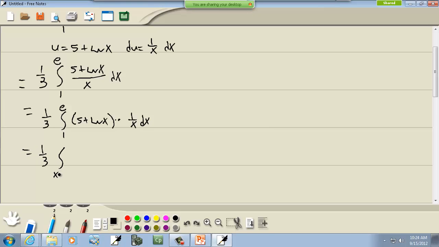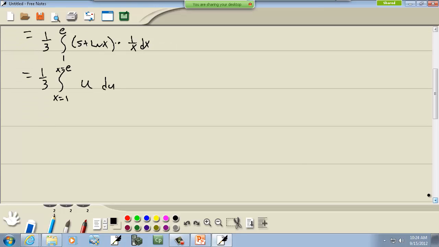Now I'm going to put x equals 1 here and x equals e, so we don't lose track of those x values. And this here becomes u, and this here becomes du. Well, we'll add 1 to our power, divide by our new power. So that becomes 1/2 u squared. X is equal to e, and x is equal to 1. Now u up above we said was 5 plus ln of x. So we'll plug that back in now.